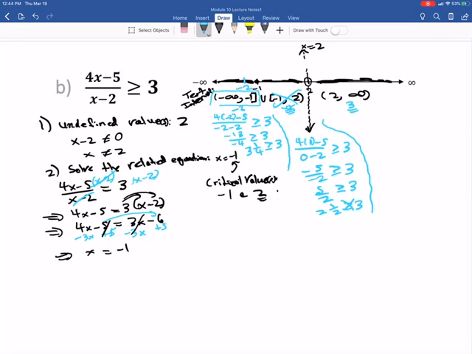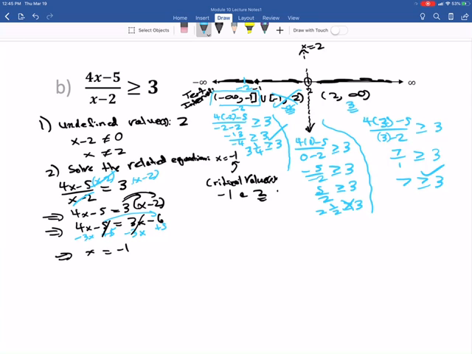And our last possibility, how about 3? Do we need to include 2 to infinity in our solution set? Let's find out. Plug in 3, I'm sorry. Our test value is 3: 4 times 3 minus 5, divided by 3 minus 2. Out went x and in went our test value of 3. Is it greater than or equal to 3? Well, 4 times 3 is 12. 12 minus 5 is 7. 3 minus 2 is 1. Yes, 7 is greater than 3. True.